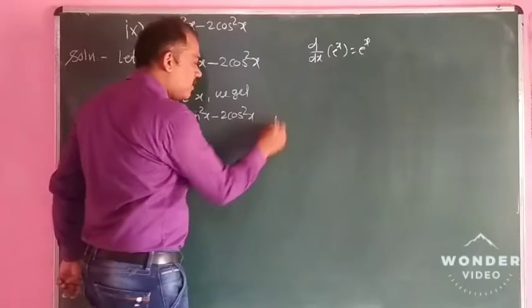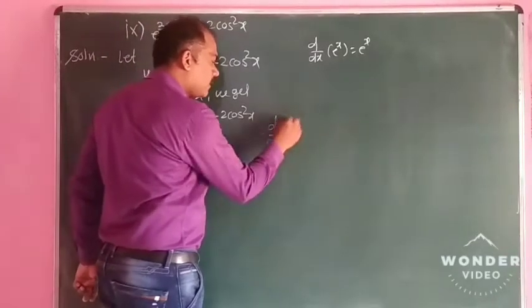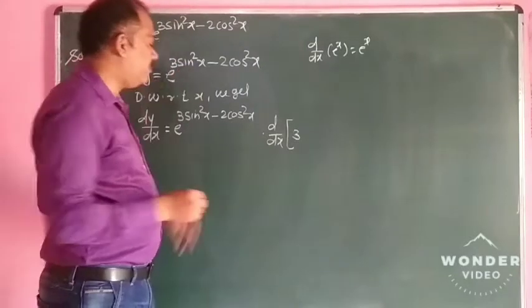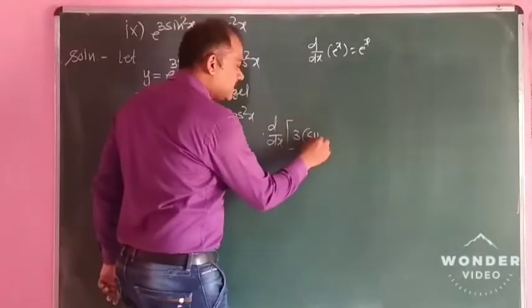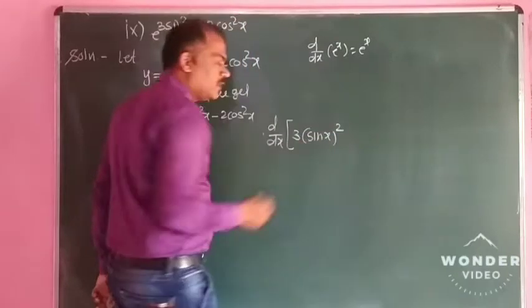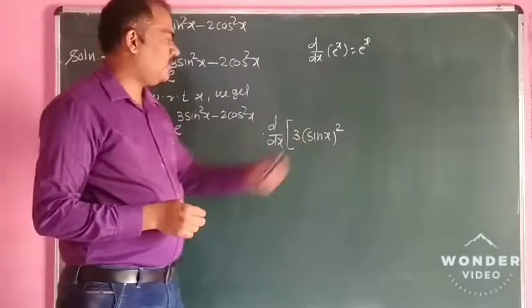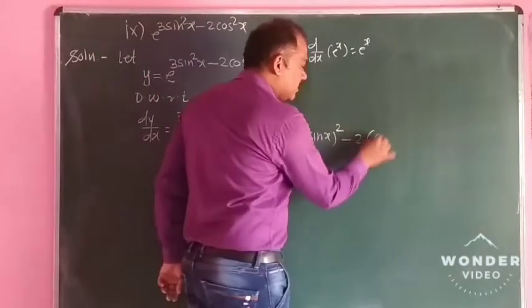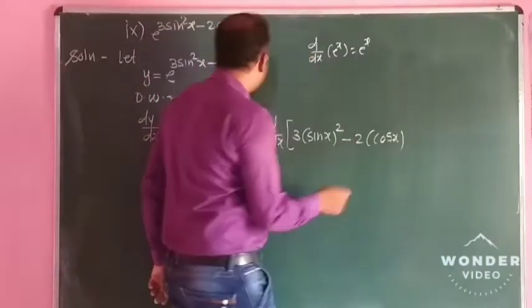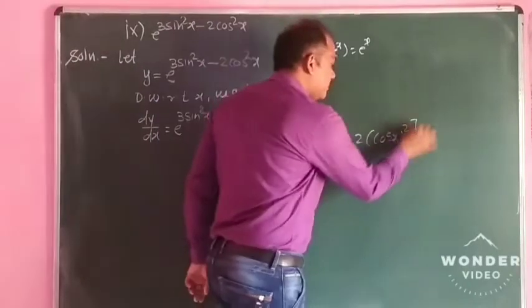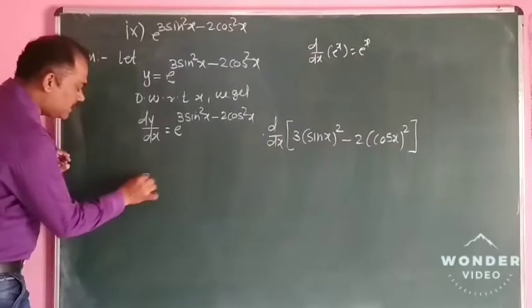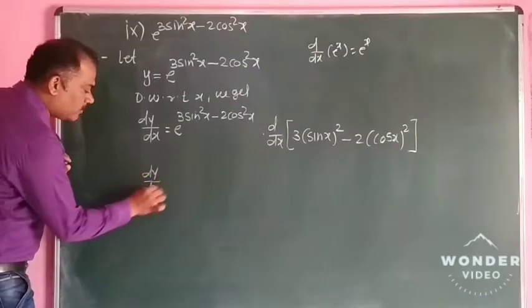Now we have to take the derivative of 3 times sin square x minus 2 times cos square x, that is d dx of 3 times sin square x. Sin square x can be written as sin x bracket square. It is easy to take the derivative of this: sin x bracket square minus 2 times cos of x bracket square. Okay, now we have to take the derivative of this bracket.